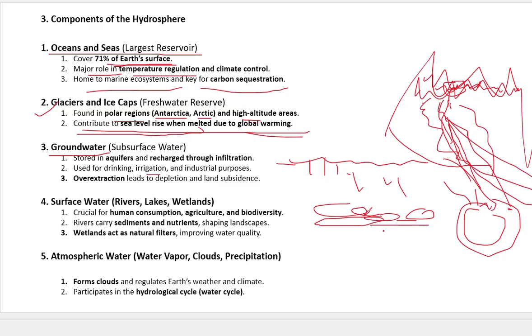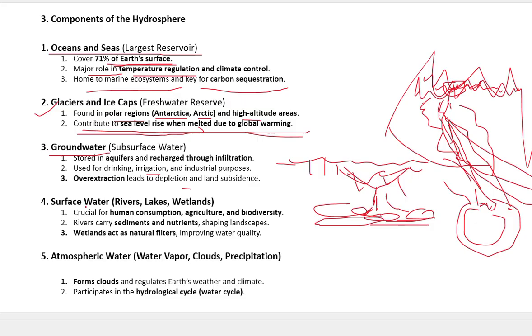So over-extracting this water is leading to depletion and land subsidence. When you over-extract this water, remember it is not unlimited. It is very limited. When you use all of it, then it will be empty, and because of that emptiness, the land will have subsidence, it will go down. Because when there is nothing underneath, then the land will come down.